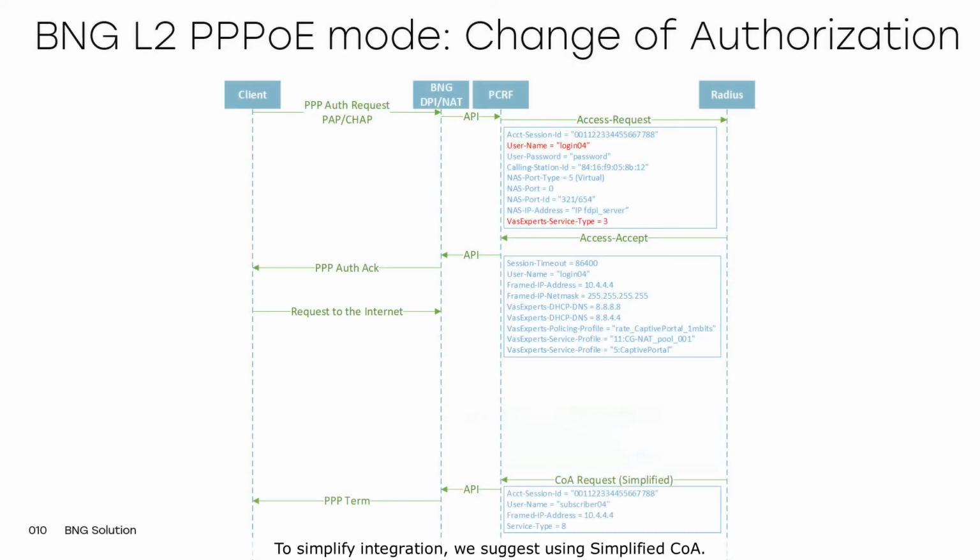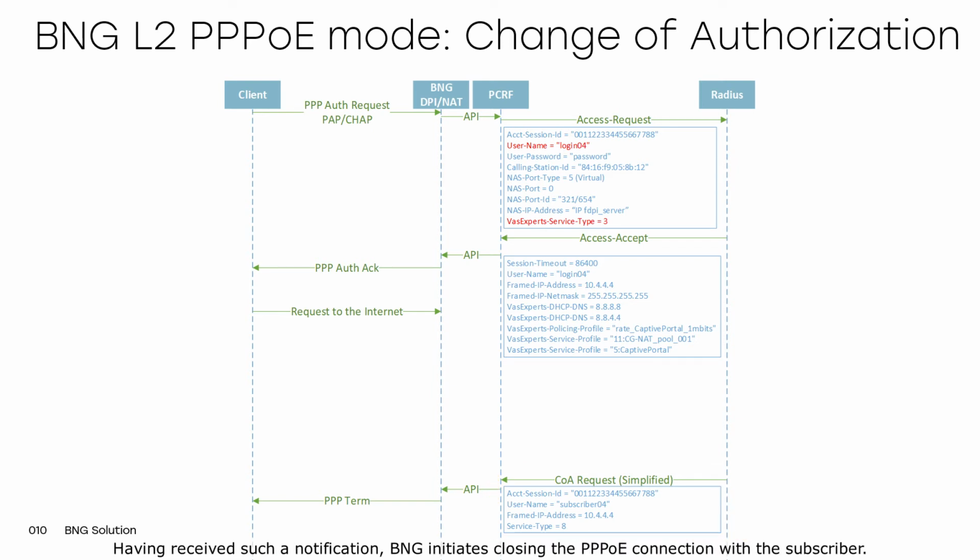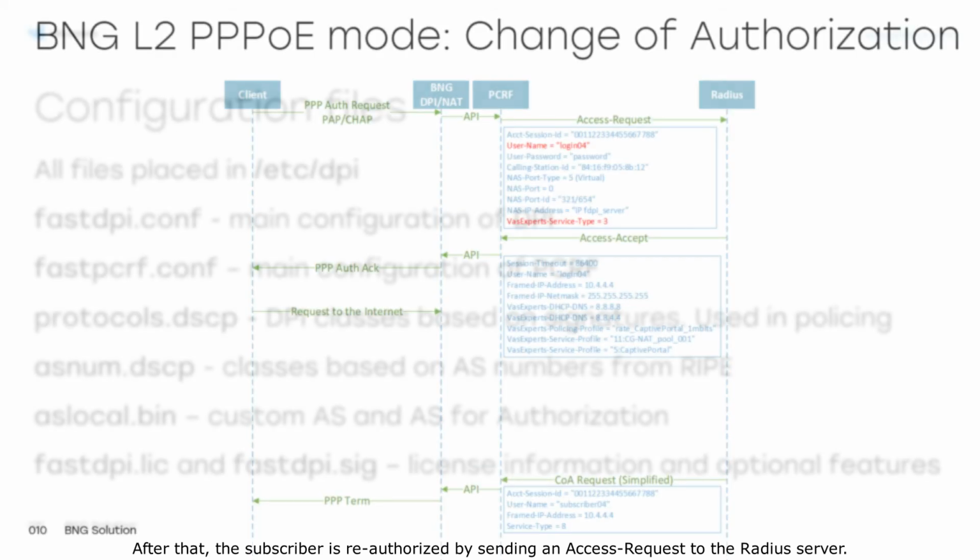To simplify integration, we suggest using simplified COA. This option informs BNG that the user's attributes have changed and a reauthorization is required. Having received such a notification, BNG initiates closing the PPPoE connection with the subscriber. After that, the subscriber is reauthorized by sending an access request to the Radius server.